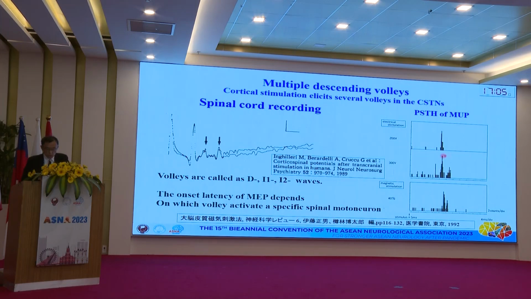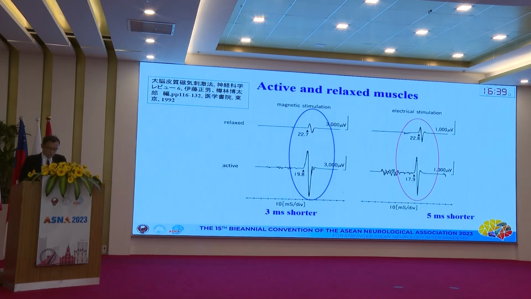So even in a single motor unit, a PSTH shows a single peak. However, at high intensity, several peaks appear. If it were only EPSP summation, there would maybe be only one peak with a normal distribution. However, these different timing groups are due to which descending volley activates the spinal motor neuron. Because of that, with relaxed stimulation, latency is later and amplitude smaller compared to active stimulation. With the same intensity of TMS, active stimulation gives shorter latency and larger responses. So please remember this one.